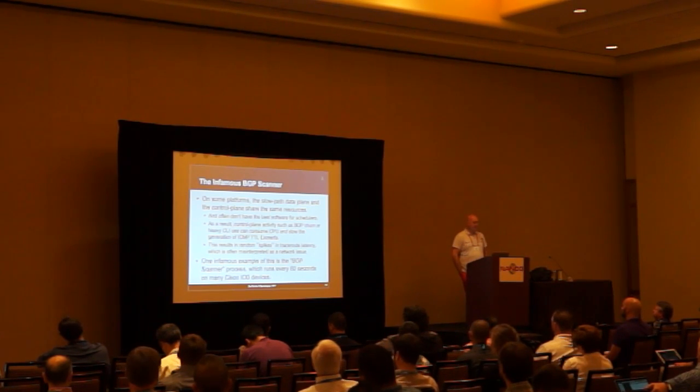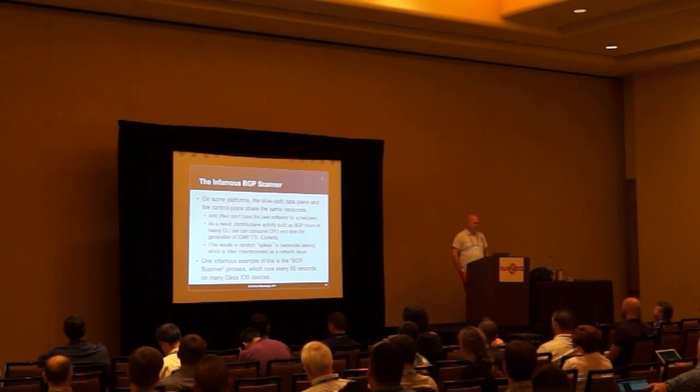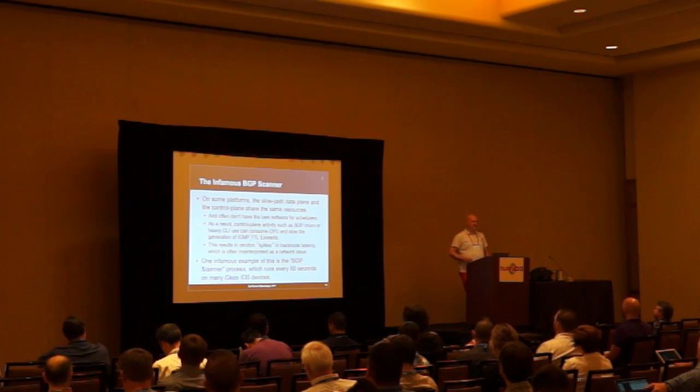Probably one of the most common infamous examples of this is called the BGP scanner process. So in classic IOS, every 60 seconds there's a process that runs that iterates through every BGP route in the box to do some back-end cleanup. And every 60 seconds when it runs, it makes your traceroutes look like crap.